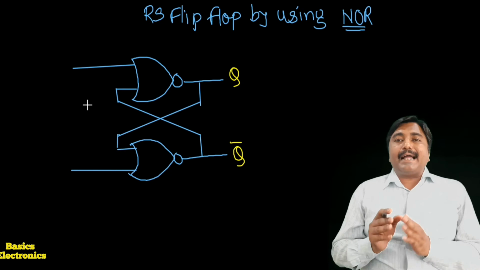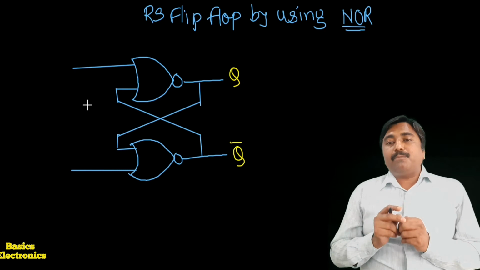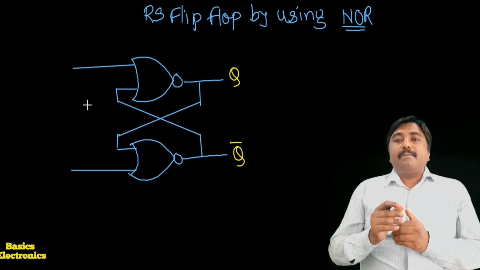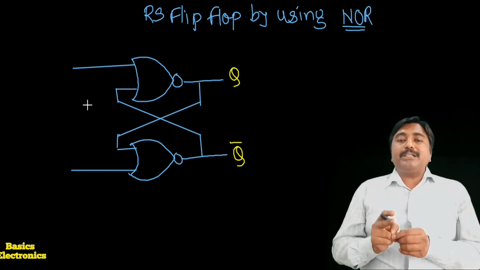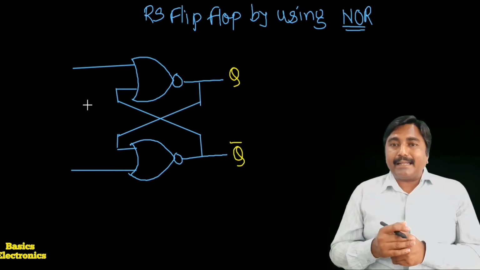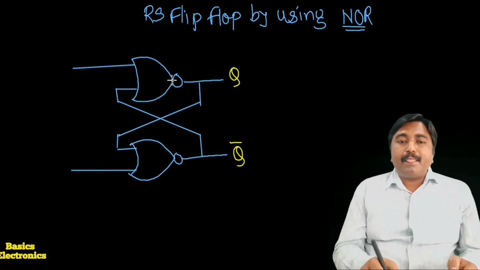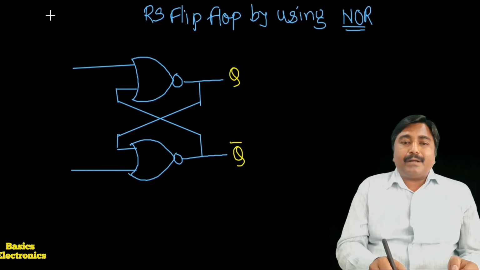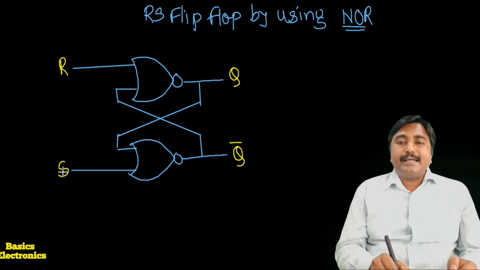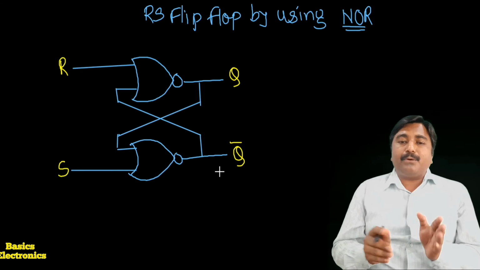Here R and S are the inputs, but here two outputs are required. The R and S inputs are the inputs of the NOR gate, but we have to keep in mind which one is at the upper side having the Q output and which one is at the lower side having the Q bar output. So the upper input is the R input and this one is the S input. According to the sequence of the input and output, we have to make the construction.